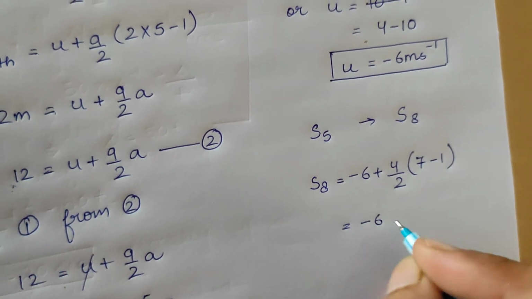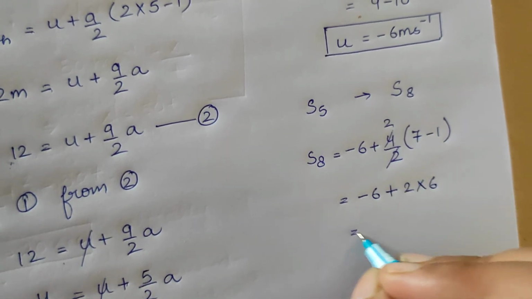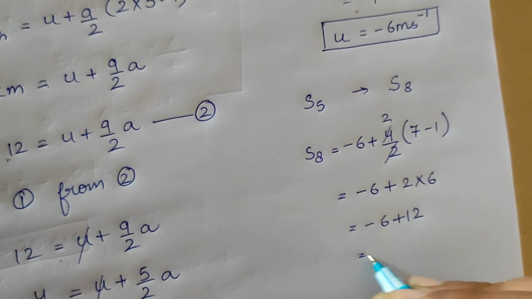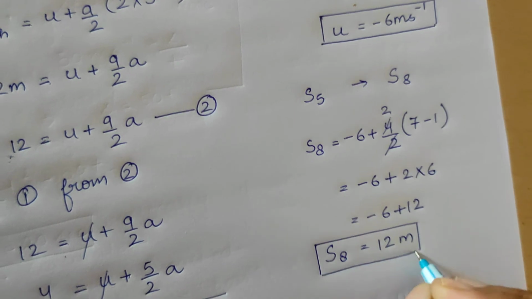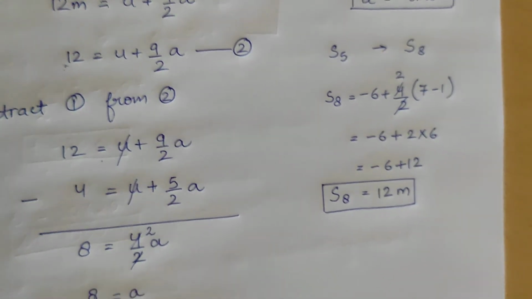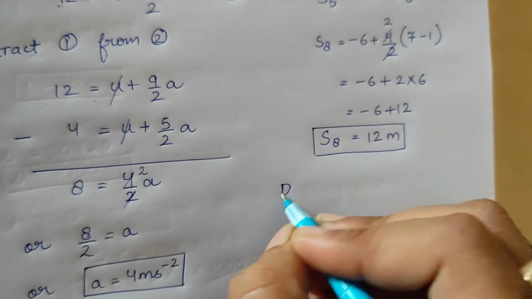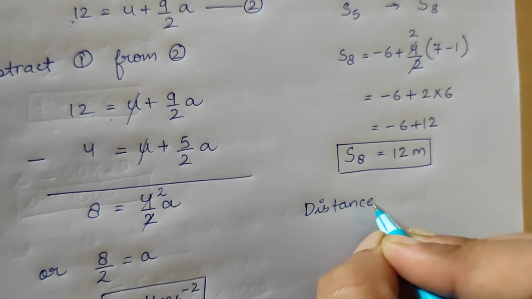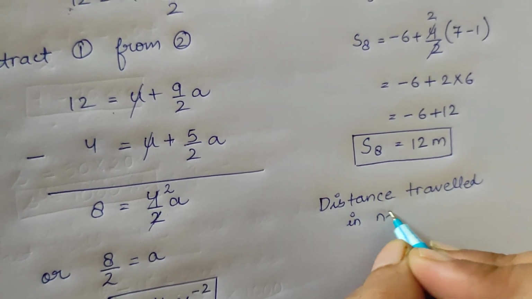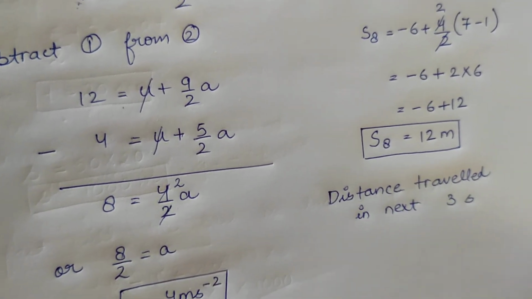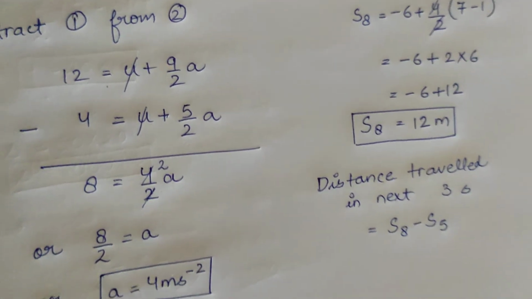So it will give us minus 6 plus 2 into 7 minus 1 is 6. So minus 6 plus 12 is equal to 12. So S8 is equal to 12 meter. But we have to find the distance travelled in next 3 seconds. So the distance travelled in next 3 seconds would be equal to S8 minus S5.